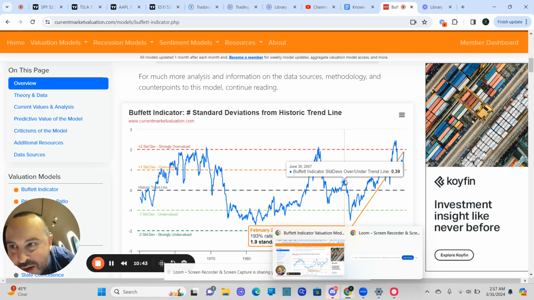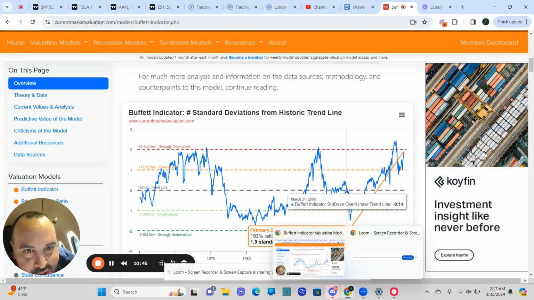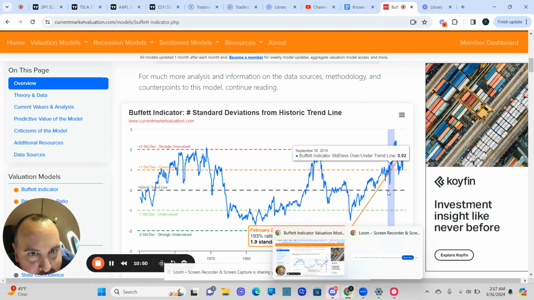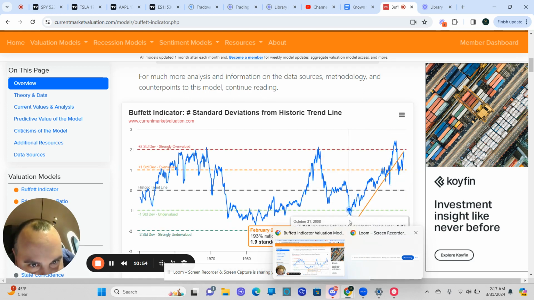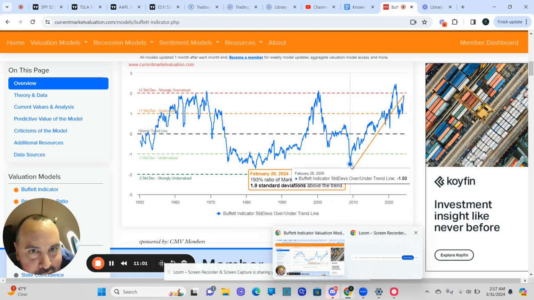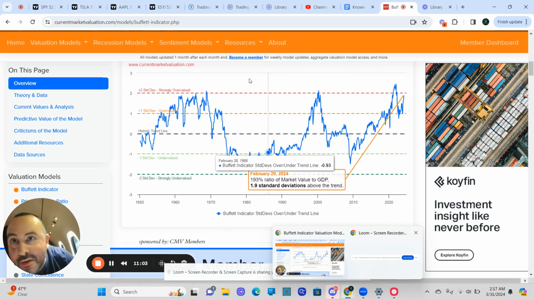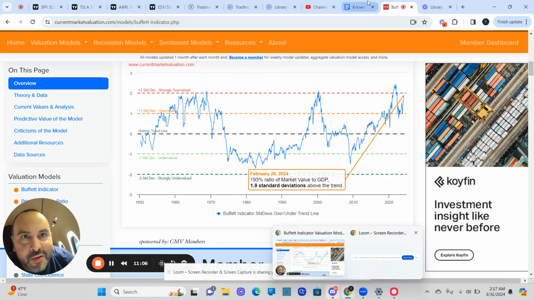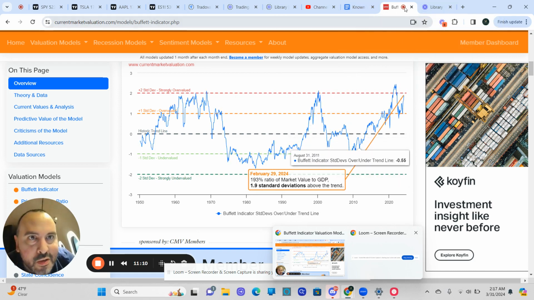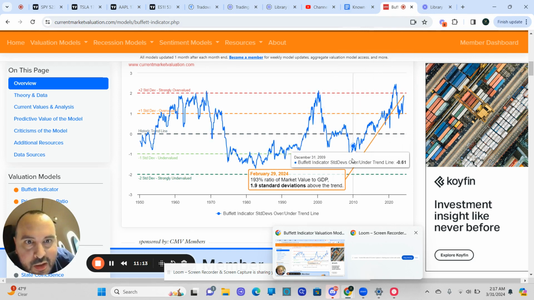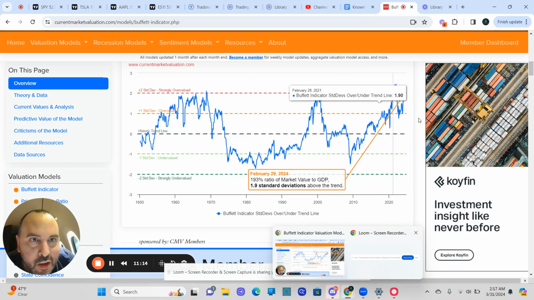Then you have 2008, obviously, with all the bullshit there. We turned down again. And then, again, if the indicator is correct, not correct, but accurate, I guess you can say, then we have a bottom here after the financial crisis in 2008. I think I already showed you this. So March of 2009. You get the picture.